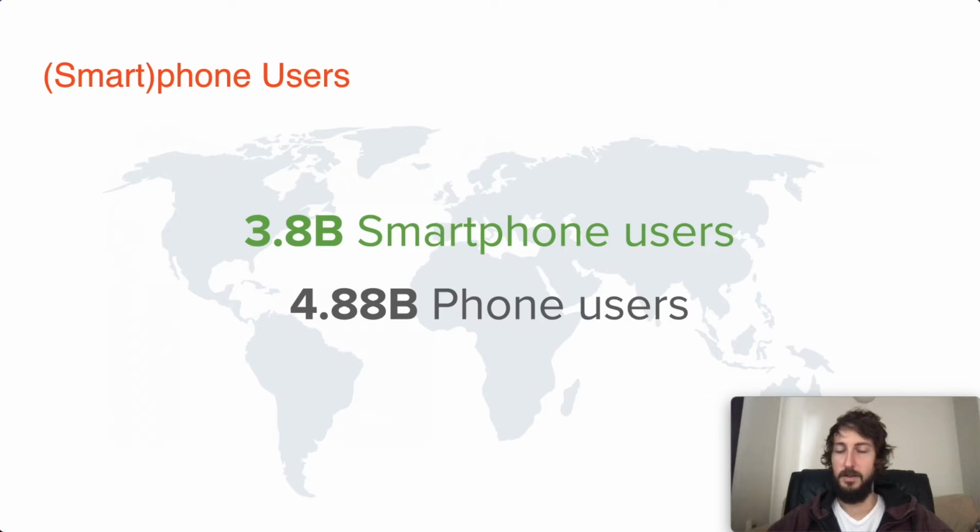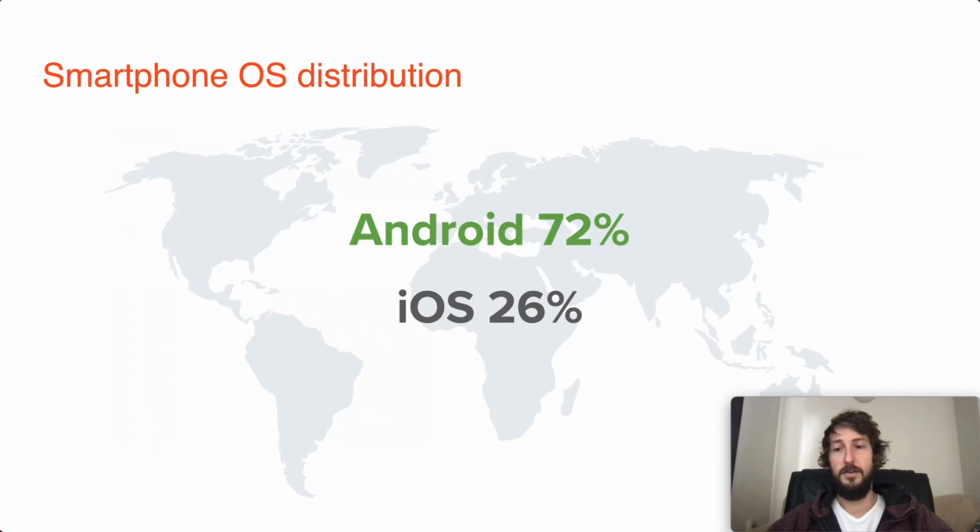So this means that the difference between those two numbers is what is called feature phones. Those devices are very, very limited. If we look at the smartphone population, 72% of that is running on Android, 26% is running on iOS, and the remaining 2% on a different operating system.